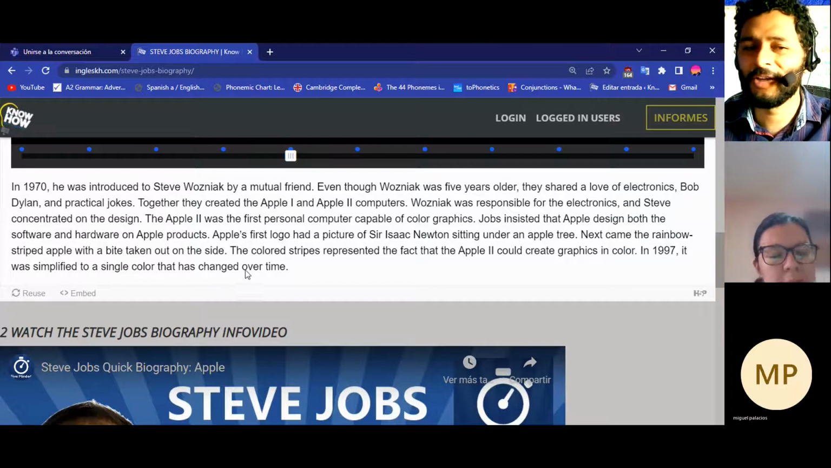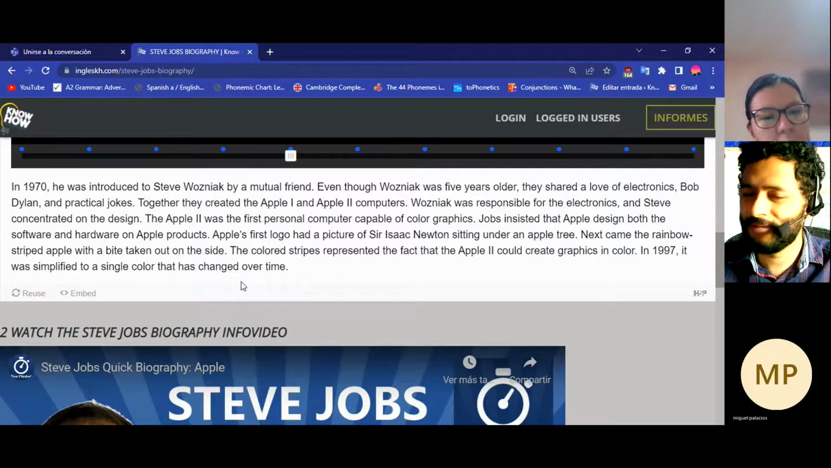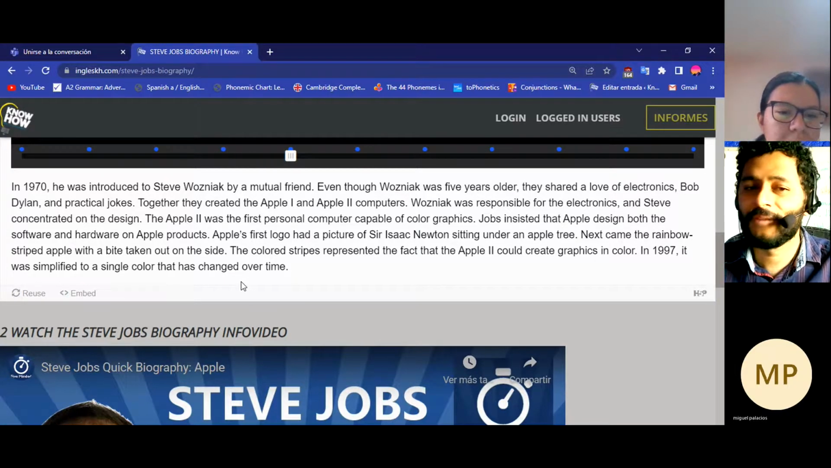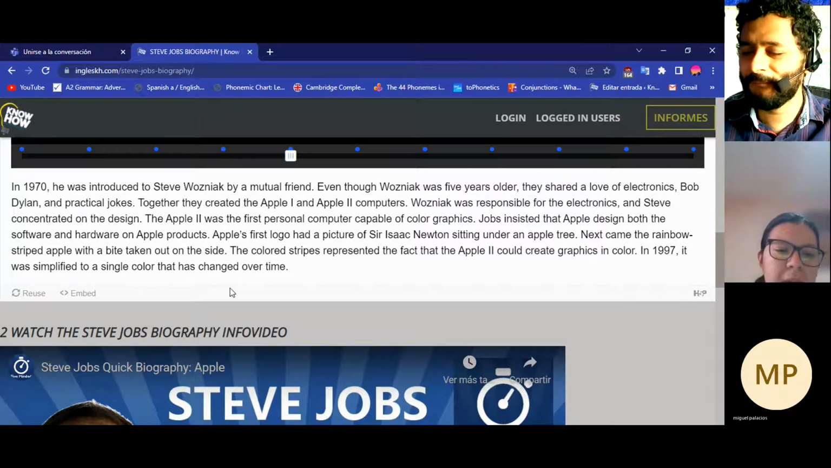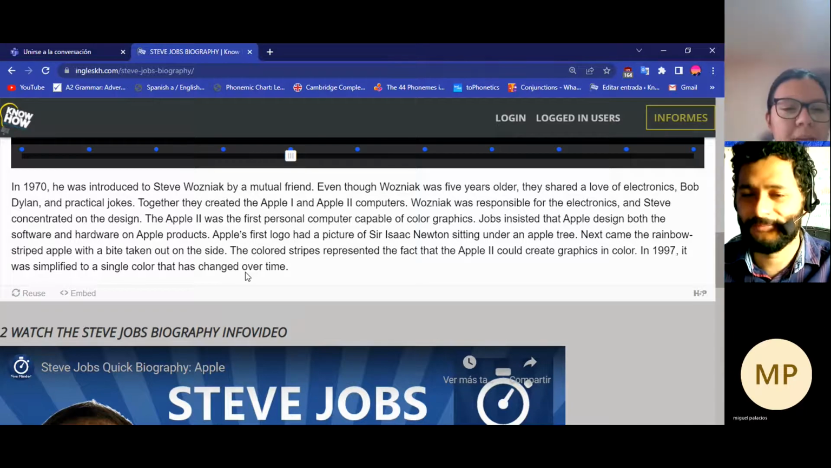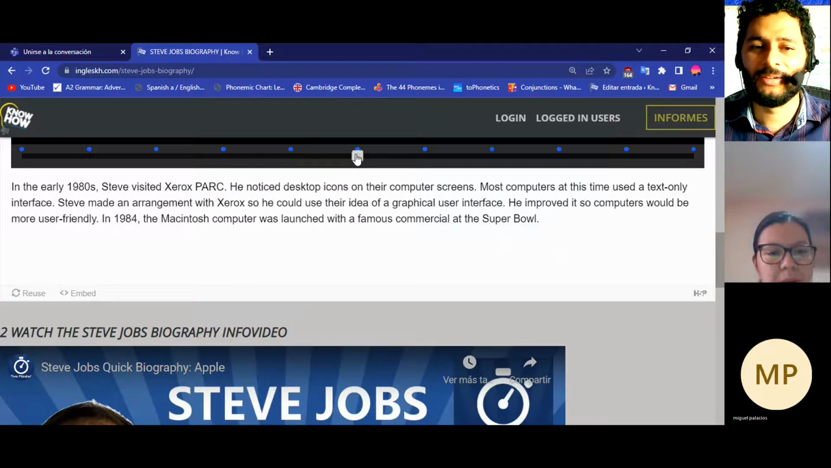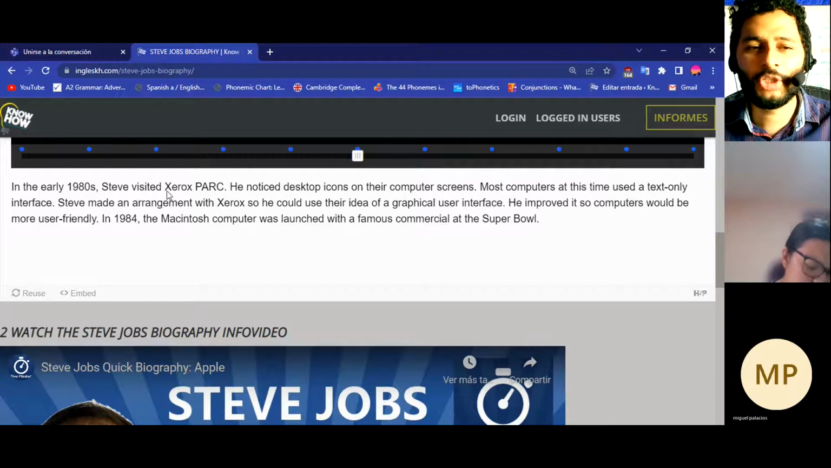Ahora, aquí, ¿cómo dirías esto a través del tiempo? That has changed over time. Primero, este ED, changed, esta ED hace sonido de una D. Ah, ok. Una D. Entonces, esa D la tienes que pegar con el over. Changed over time. Ok, changed over time. Exactamente. Ok. A ver, ok, ¿cómo dirías?